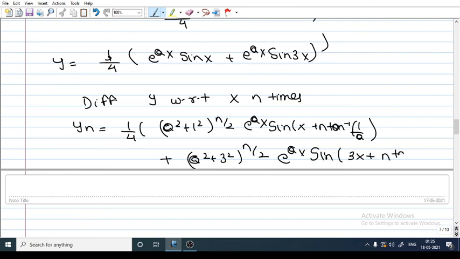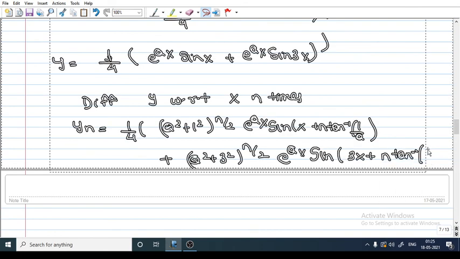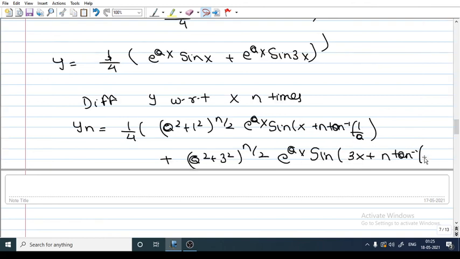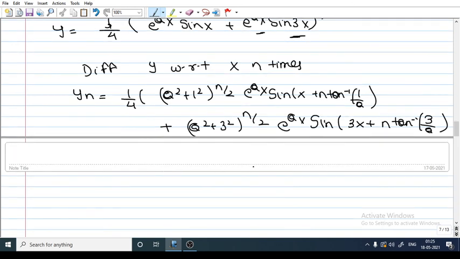plus n into tan inverse. Tan inverse what? b by a. b by a is what? It is nothing but 3 by a. Okay, let me correct this what we have done. It is what? 3 by a. Because why it is 3 by a? Because here we have 3 and here we have a, and it is b by a, so 3 by a. So we are done with this problem. Hope you have understood. After this you can simplify.